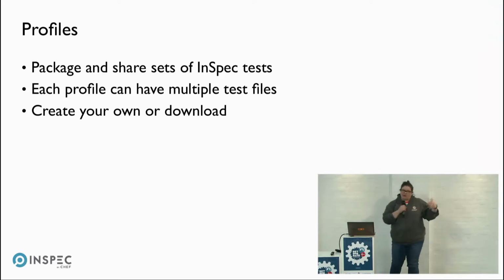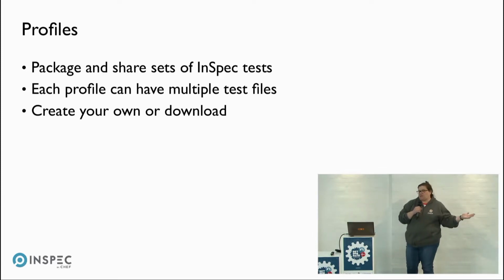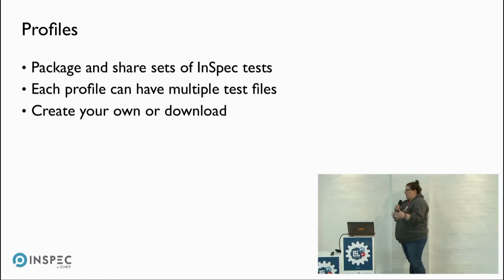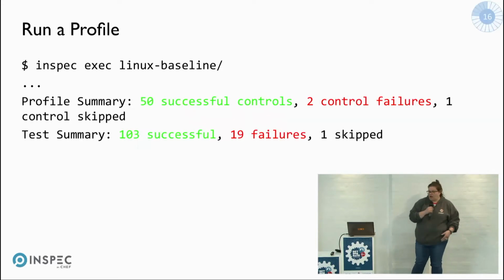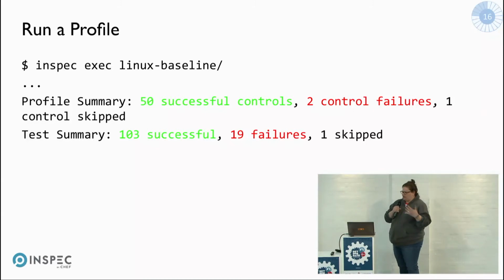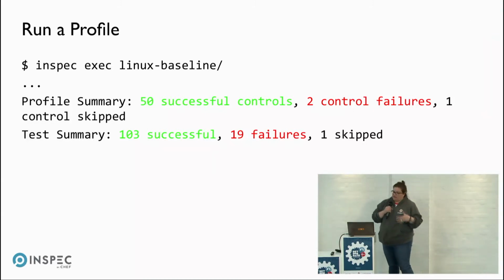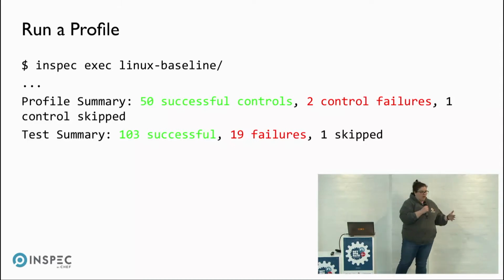As you build up more and more of these things, they all relate to each other. You can build up profiles. They can be industry-specific things or stuff that you write yourself. We publish some that are like CIS standards and stuff like that, and they run the same way. So for something large, like this example Linux baseline, it has a whole bunch of controls and a whole bunch of tests in it, and you can just run one thing and it'll execute across all of them.